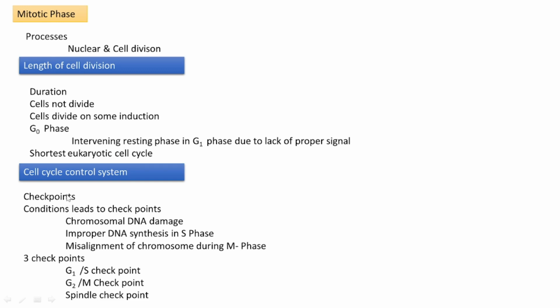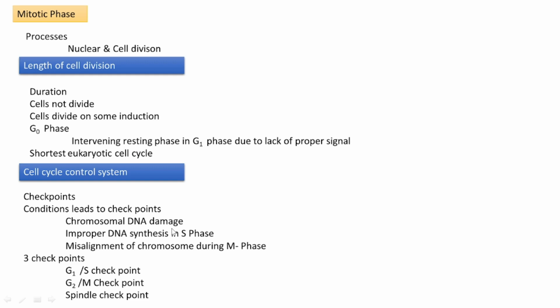Okay, clear? Again, I will give the definition once more. Checkpoints are certain points at which the cell cycle halts until conditions are favorable to enter the next stage, meaning if any mistakes happened, the cell needs to rectify them. Then, which are the conditions that lead to checkpoints? First one is chromosomal DNA damage.